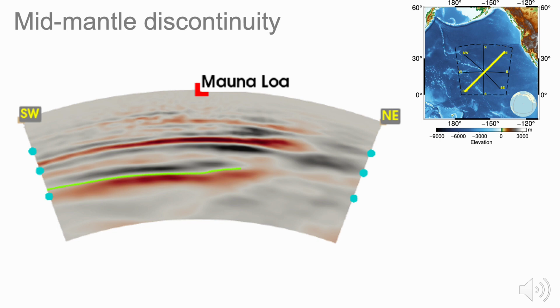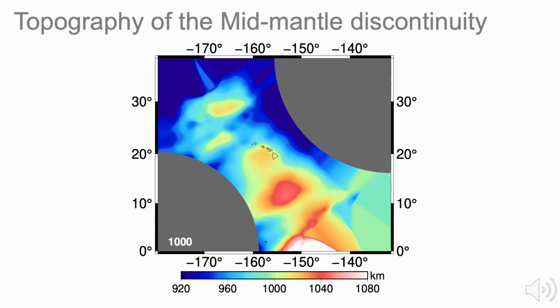However, we also conducted a synthetic test, and we found that these are more likely to be caused by the insufficient illumination of seismic waves. Finally, we extracted the topography of the mid-mantle discontinuity centered at the Hawaii main island. You may notice that the topography varies largely from 1,000 km to 900 km. And you may notice that there are some image insufficient areas, which are masked by the gray areas.